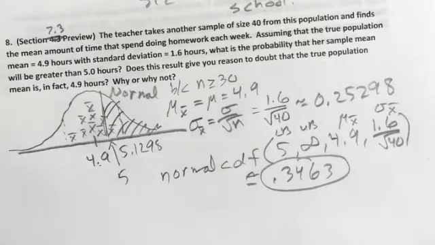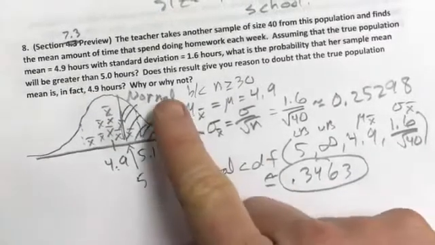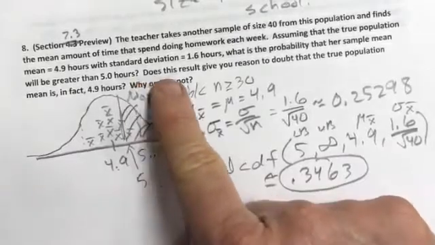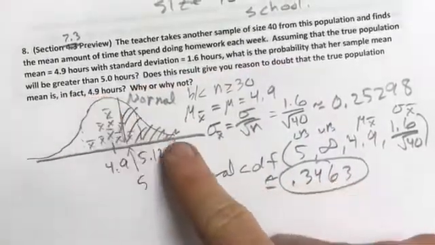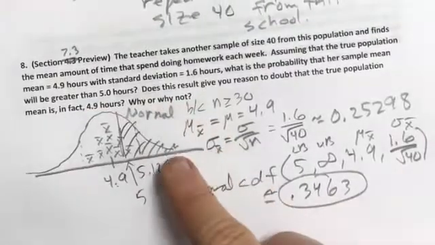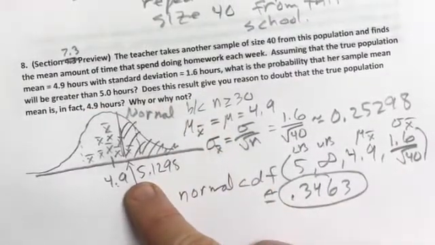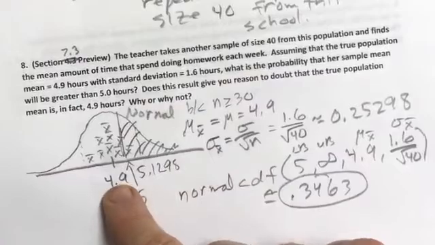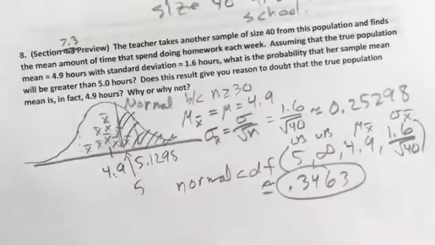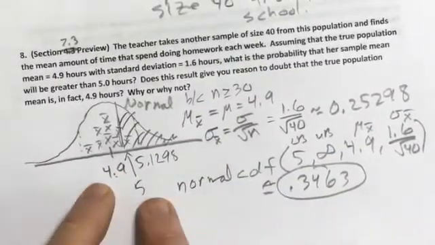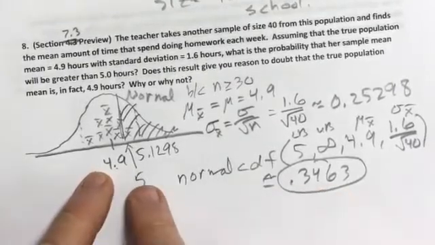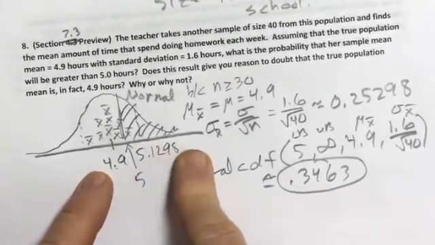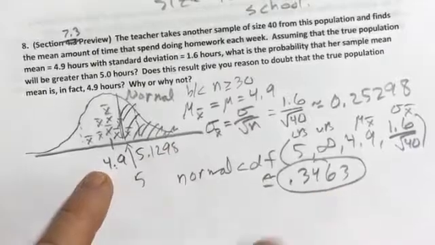We're going to be going through that a little slower when we do chapter 7, section 3. And so does this result give you reason to doubt that the true population mean is 4.9? In other words, is our sample value so weird that we have reason to doubt the 4.9 is true? And in this case, no, it does not. 5 is reasonably close to that. And this number is a p-value. It's the probability of getting a sample value this unusual or more unusual just by chance. And this is above 0.05.